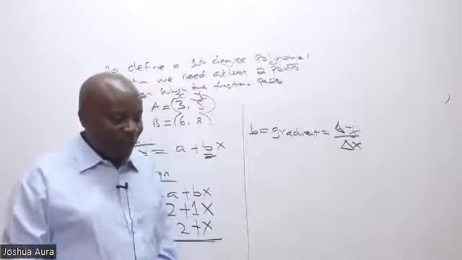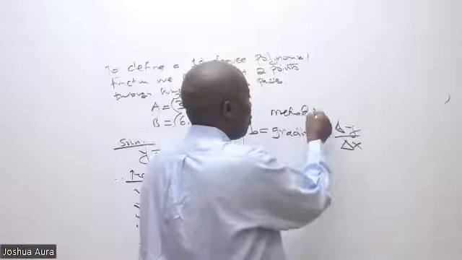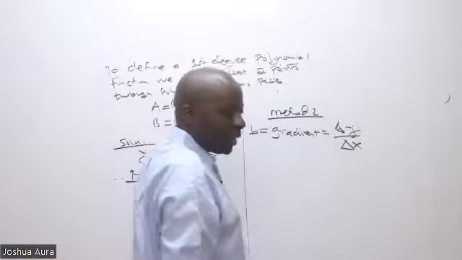But is there anybody who is able to remember this change in y over change in x formula? So remember, this is method number 2 of getting, in this case, the value of b and the value of a.